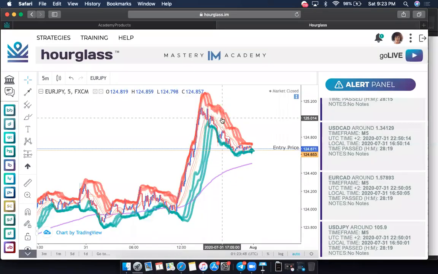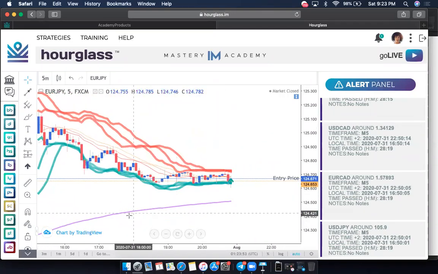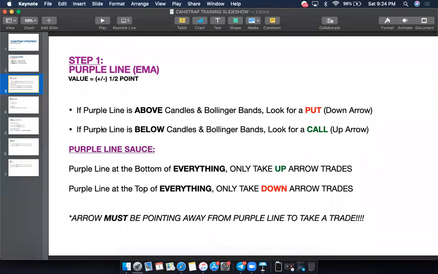So if we go back to the strategy, the very first thing that we want to look for is the purple line. We identified that the purple line is below everything. It's below the candles, below the Bollinger Bands. So if the purple line is below candles and below Bollinger Bands, we want to look for a call on an up arrow. The arrow must, this is a must, be pointing away from the purple line to take a trade.